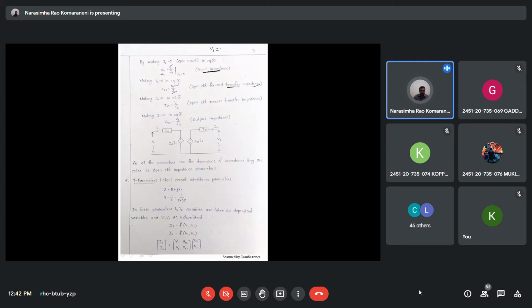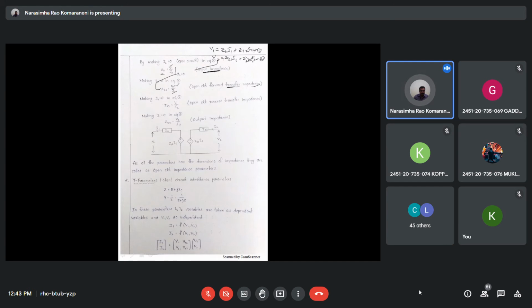V1 equal to Z11 I1 plus Z12 I2, V2 equal to Z21 I1 plus Z22 I2. This is equation 1, equation 2. By substituting I2 equal to 0 in equation 2, this term becomes 0. Therefore, Z21 equal to V2 by I1.